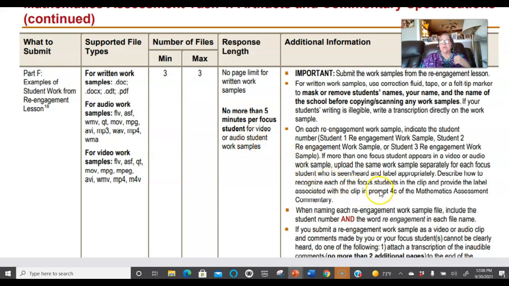And then in prompt C, you're going to be talking about which student, how do you know which student is which? We'll see that in a minute. Make sure you have the word re-engagement in your file name.